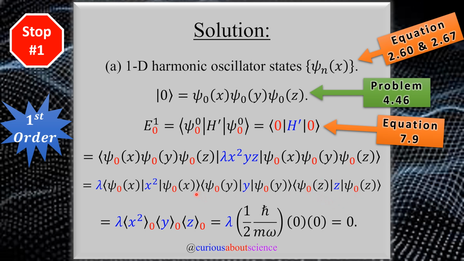And then we can shorthand this to the expectation value of x squared in the ground state, y in the ground state, and z in the ground state. And then we see here that, thankfully, we have done this before in problem 2.12. So we know that the expectation value for x squared is n plus 1/2 times h bar over m omega, but n equals 0 here, so we just have 1/2.